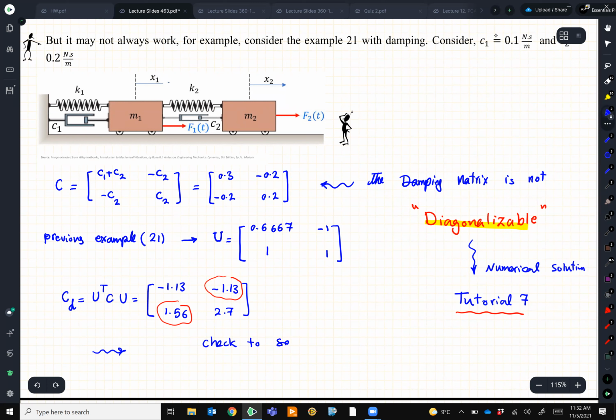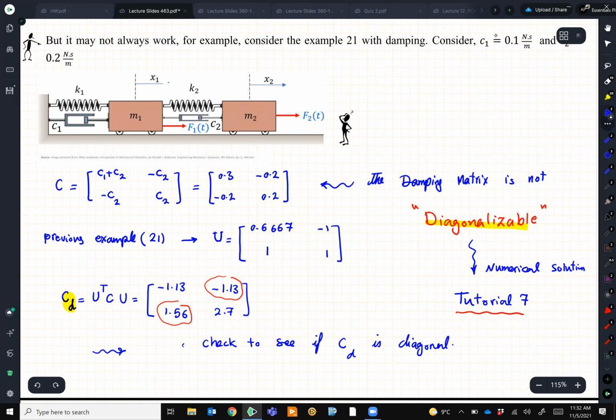Check to see if C E is diagonal. Because when you did all the hard work and you found your modal matrix, all it takes is to try it for the CD and see if it turns out to be diagonal.